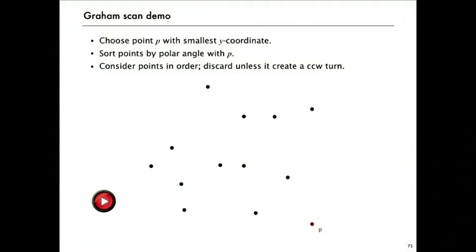The idea is to start with point P, the one with the smallest y coordinate, sort the points by polar angle with P, that is, we're just going to consider them in that order, and then we'll just throw away the ones that do not create a counterclockwise turn. And you'll see how that works when we look at a demo.